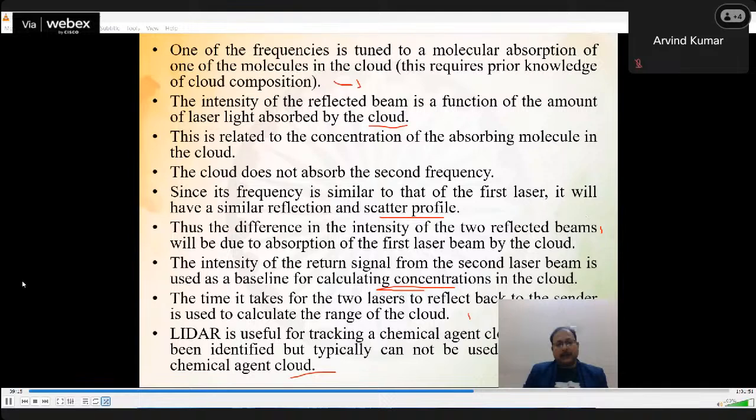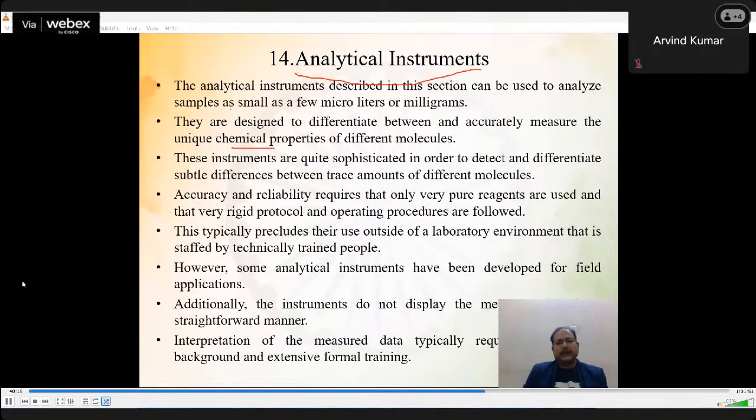Accuracy and reliability require that only pure reagents are used and that very rigid protocols and operating procedures are followed. This typically precludes their use outside of a laboratory staffed by technically trained people. However, some analytical instruments have been developed for field application also, but generally they are placed in the lab only. So it is very much established over there.